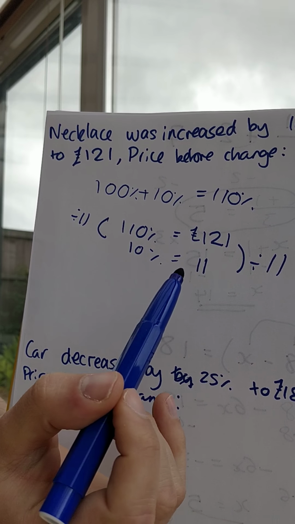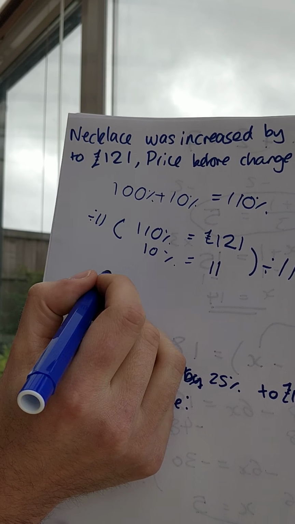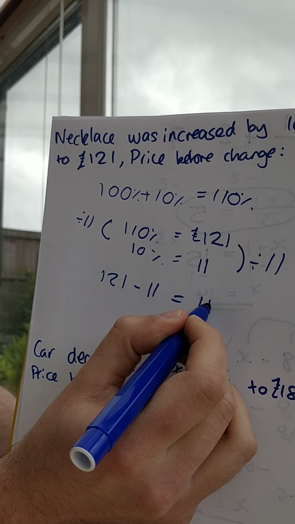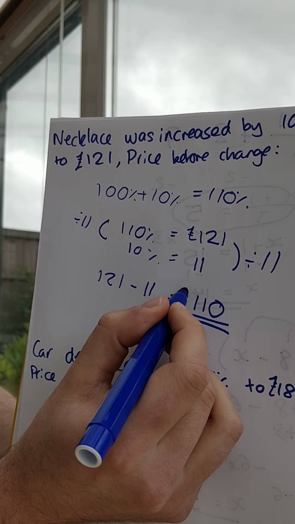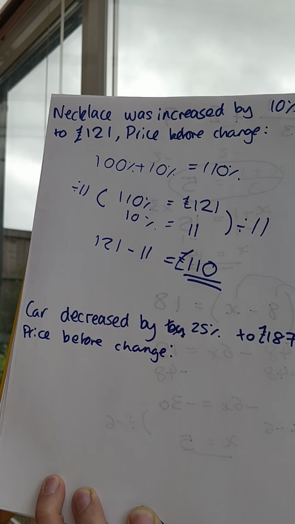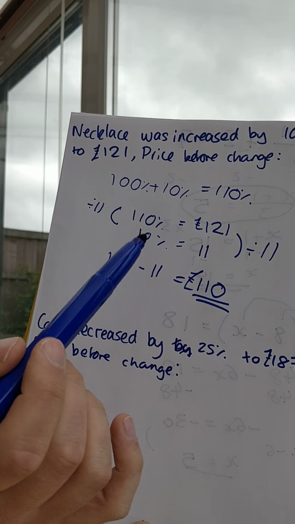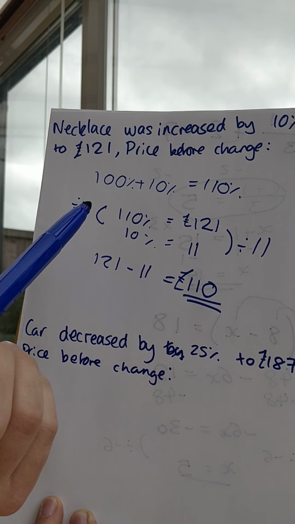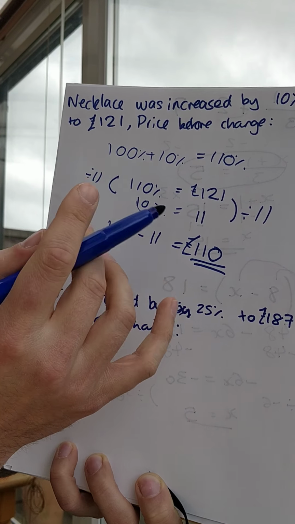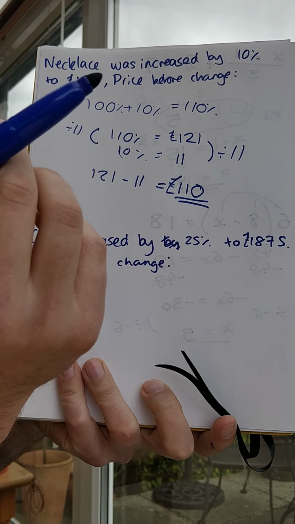So to get my price before the change, if 10% is 11, and this was increased by 10%, I need to do 121 take away 11, which is 110. So it'll be £110 before the price changed. Hopefully that makes a bit more sense now. It'll always be some kind of dividing to get down to whatever you need. It might be getting down to 1%, it might be 5%, something like that. It will just be one calculation that you need to do. Hopefully it'll be easy for you and you'll see it straight away. If not, you might just have to work it out.